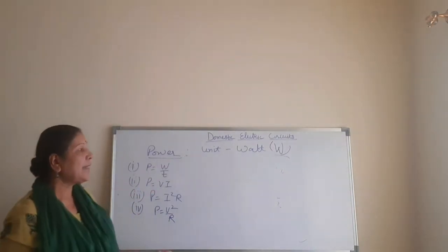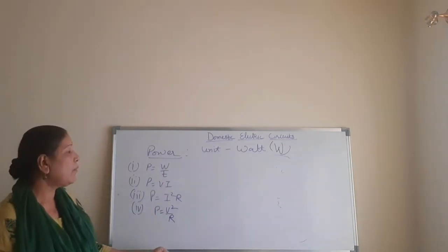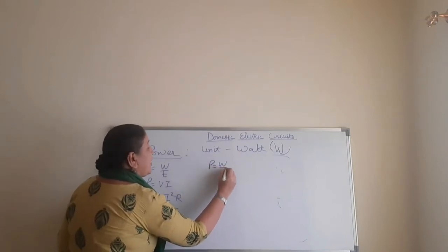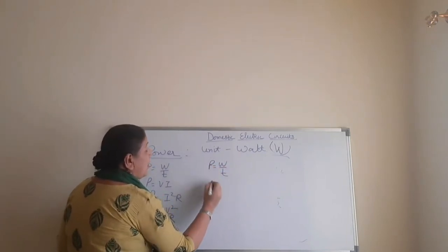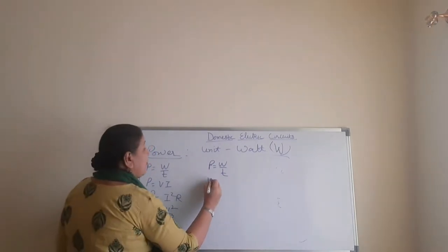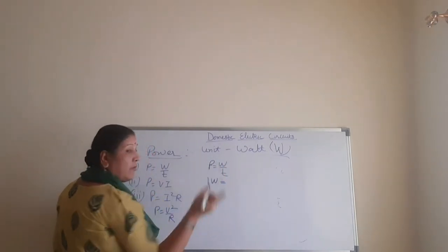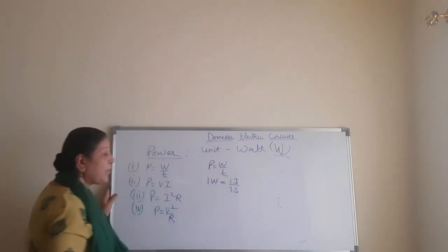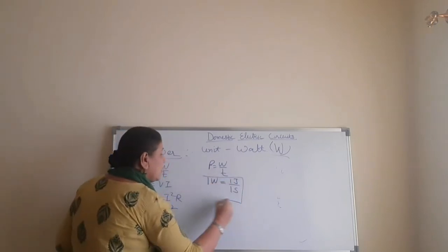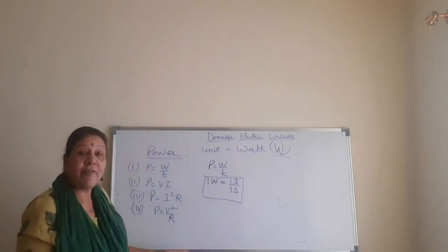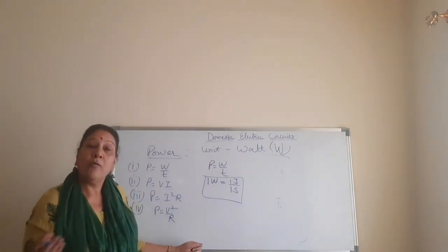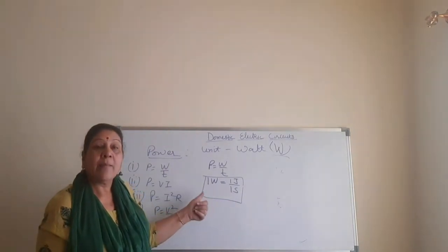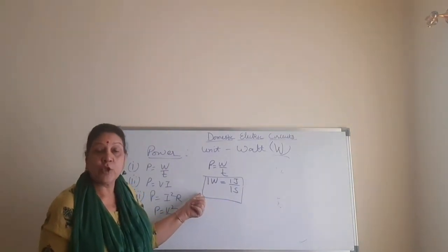Now we spoke that the SI unit of power is watt. So I can write from here P is equal to W by T, and its unit is watt. 1 watt is equal to, work is measured in joules, so 1 joule per 1 second. So what is the definition for power, or what is 1 watt? When 1 joule of work is done for 1 second, the power consumed is said to be 1 watt.